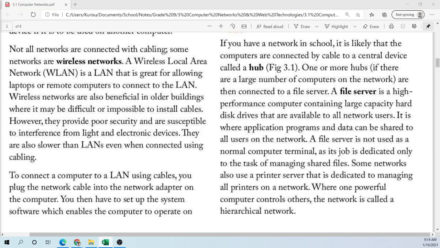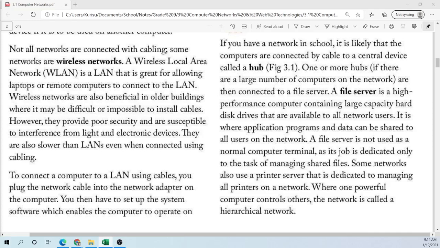The network is called a what's this? Hierarchical. Hierarchical network. Thank you for your efforts.